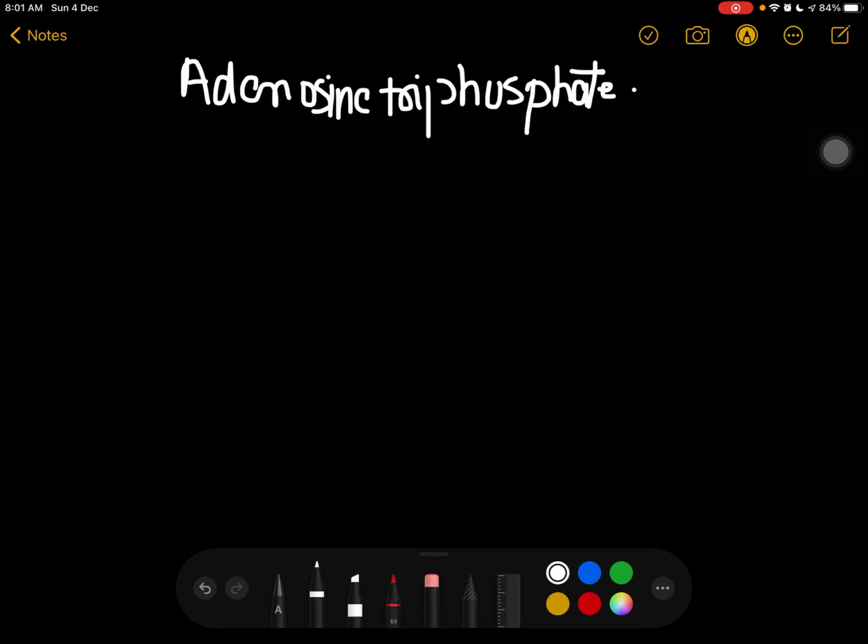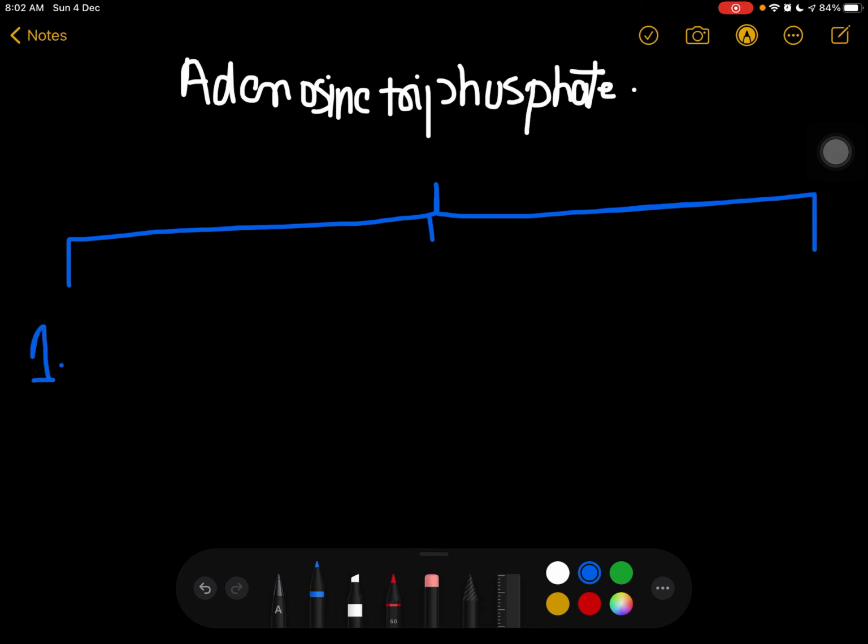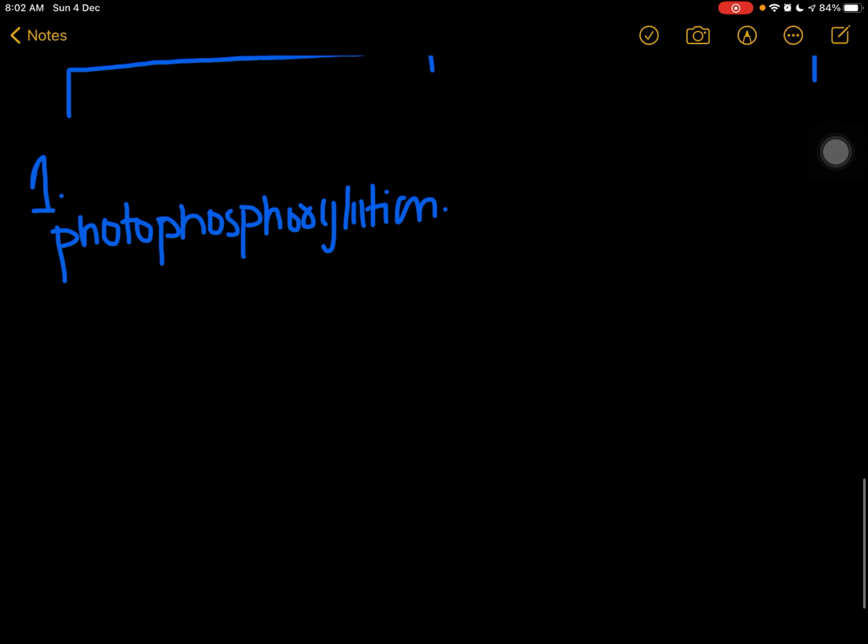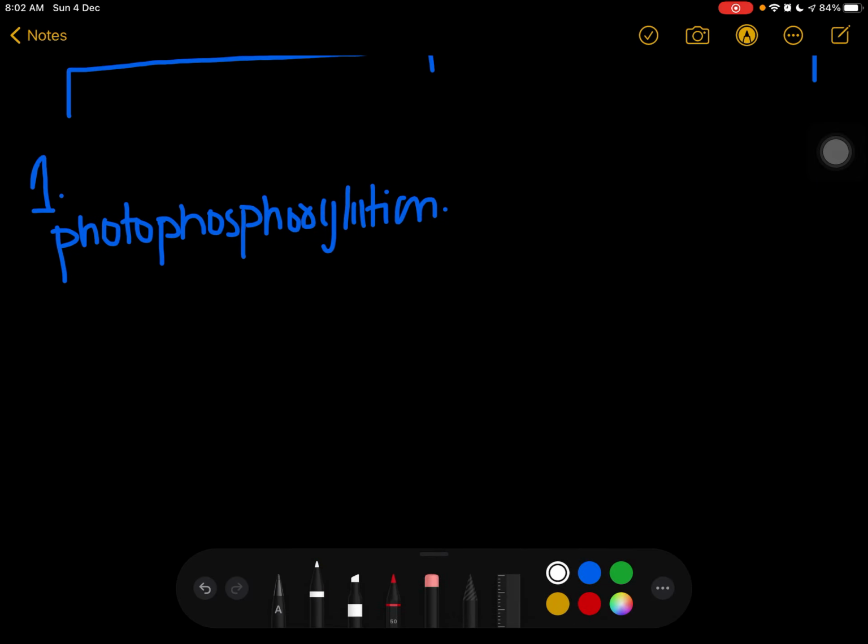So now we actually have three types of phosphorylation. Number one is photophosphorylation. Where does it happen? What does this photo mean? Photo means sunlight. It means the addition of inorganic phosphate with the help of sunlight, right?